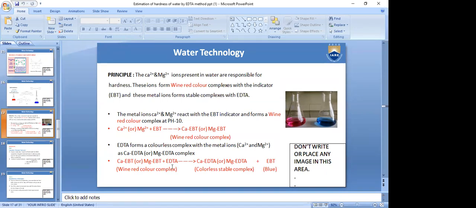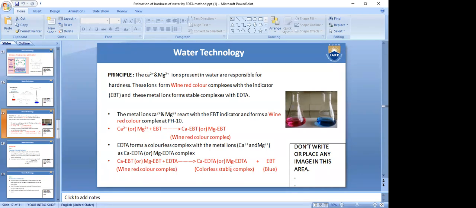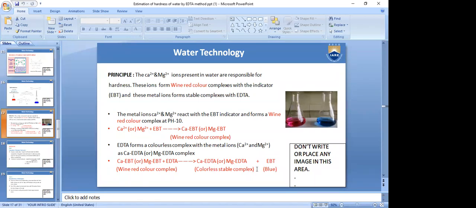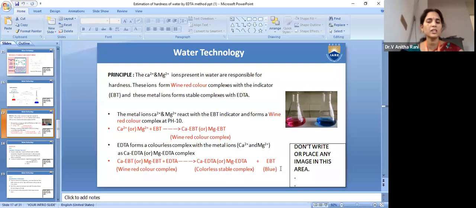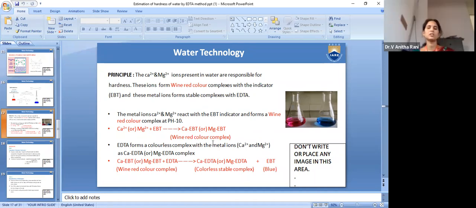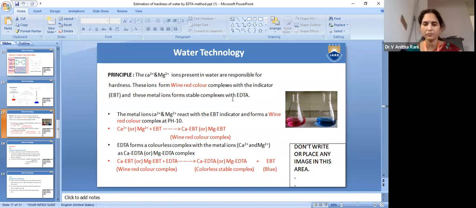Adding EDTA to that complex solution. Okay, what you are getting now? Colorless stable complex, calcium EDTA or magnesium EDTA. It is a colorless stable complex. So what color you observed then? Blue color. So, ma'am, wine red color changes to blue color after complete reaction of EDTA with calcium or magnesium. So this is the principle, ma.